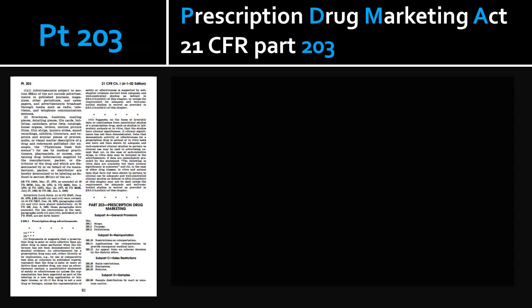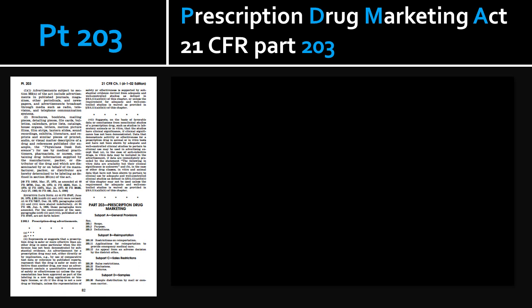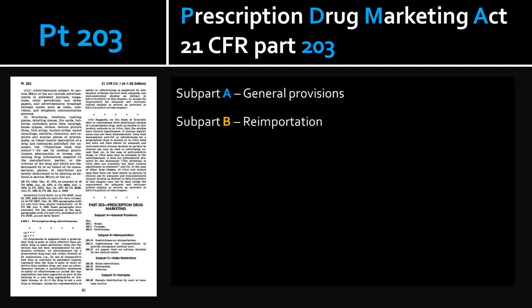The Prescription Drug Marketing Act, PDMA, is divided into 8 subparts. Subpart A, General Provisions, which cover scope, purpose, and definitions. Subpart B, Reimportation, on restrictions on reimportation and applications for exceptions. Subpart C, Sale restrictions, exclusions, and returns.